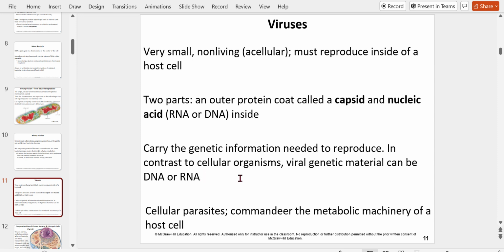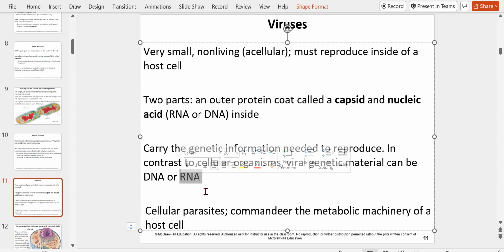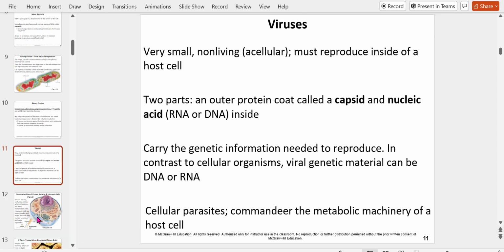In contrast to cellular organisms, viral genetic material can be DNA or RNA. And remember, RNA being the flimsy paper bag copy. But again, it works for them. Cellular parasites, all they do is they commandeer the metabolic machinery of a host cell. So once a cell gets infected, it's not your cell anymore. It's the virus's.